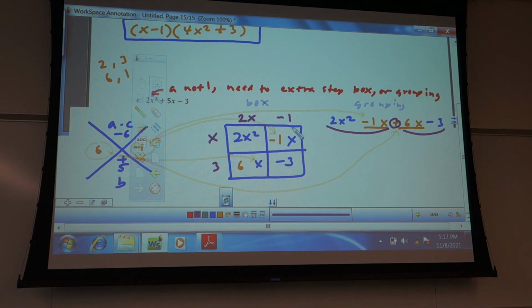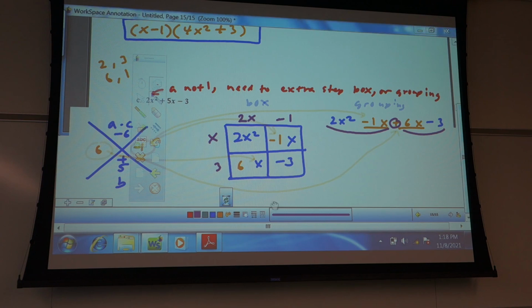You have to sort of see. What I do is I do the first one, more like this. That's why I don't do boxes, but I do it like this. I say, okay, so I pull out the x and then say, what times x gives me 2x squared? 2x. And then 2x times what gives me 6x? 2x times 3 gives me 6x. And then I have that problem. Then x times what gives me negative 1x? x times negative 1 gives me negative 1x, and then check to make sure that these two multiply together give me this. So that's why I do it that way, because it saves me that issue.